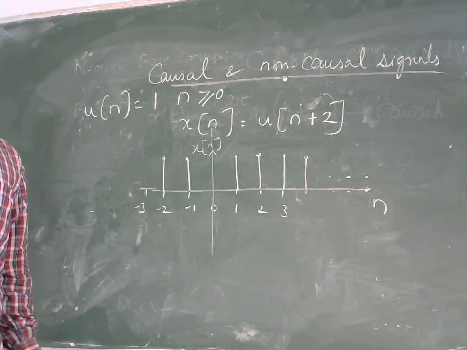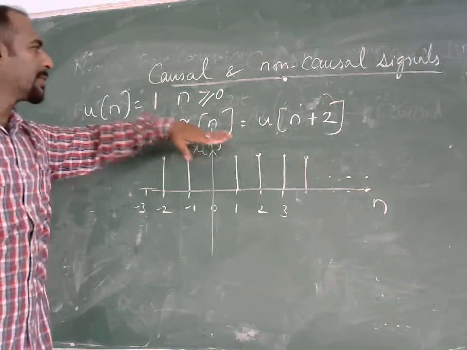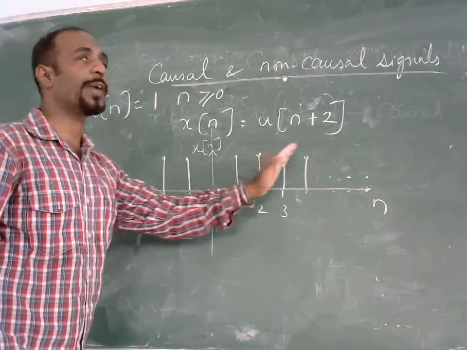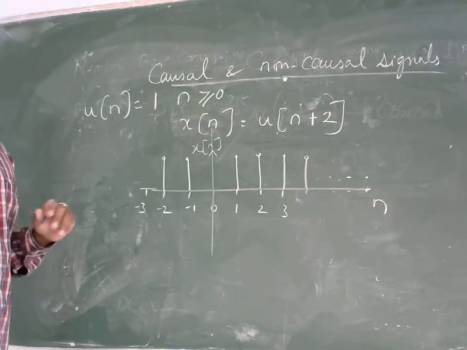So this is what we are drawing. This is what is given in the equation here, or the signal here. So this is our x of n. Now you put different values of n.